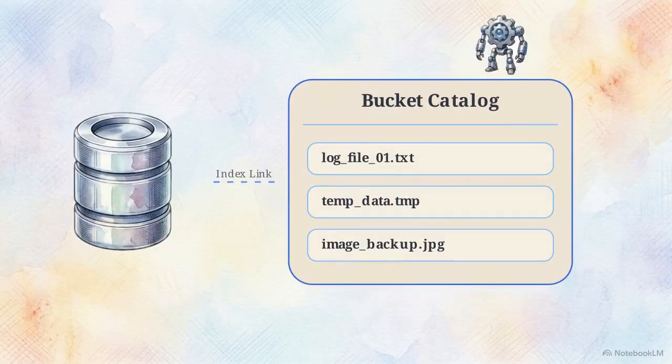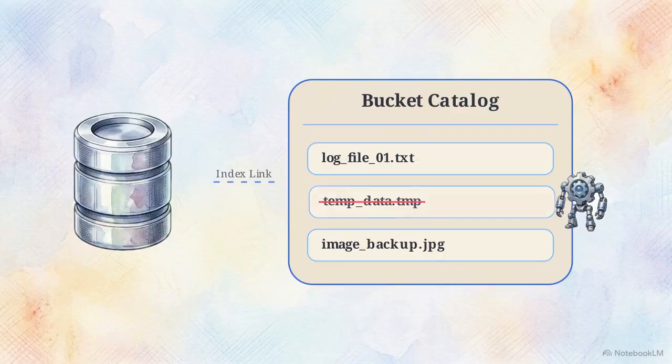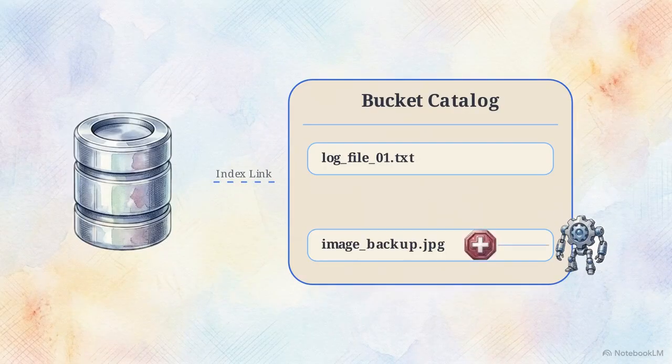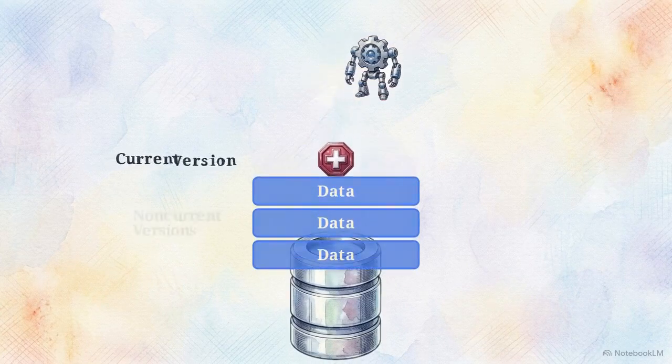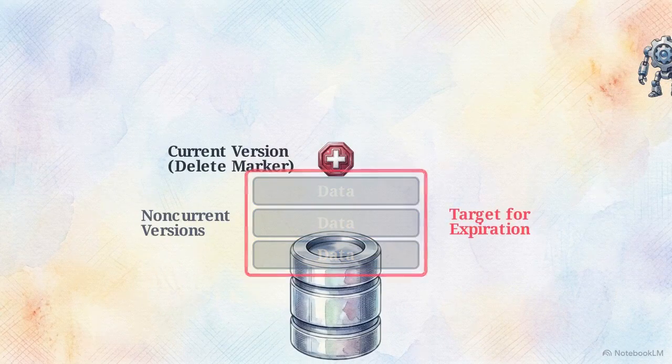While transitions move data, expiration actions manage its removal. These asynchronous operations update the bucket catalog to permanently delete physical bytes or place a delete marker over an object. In versioned buckets, expiration actions can target non-current versions. This prevents historical file overrides from accumulating storage costs in the background.